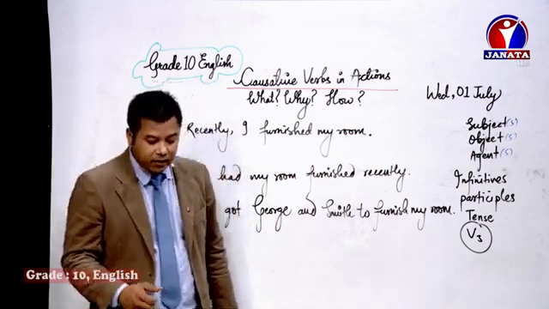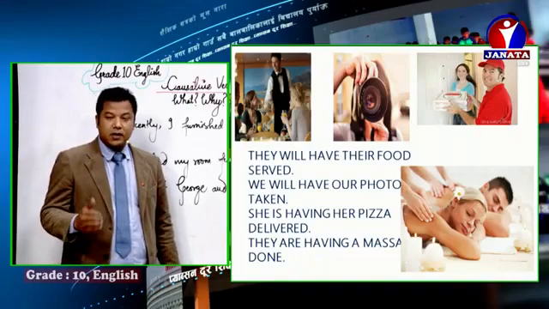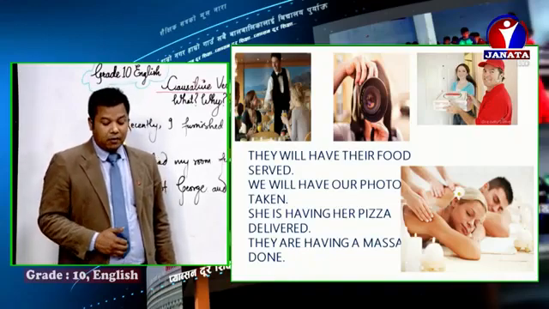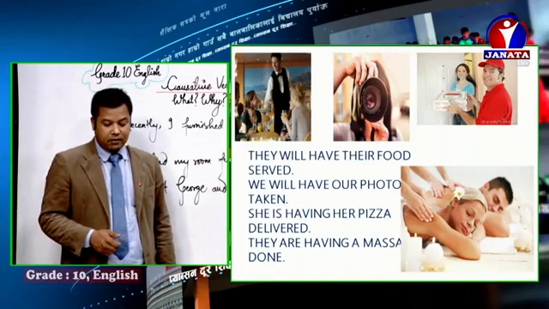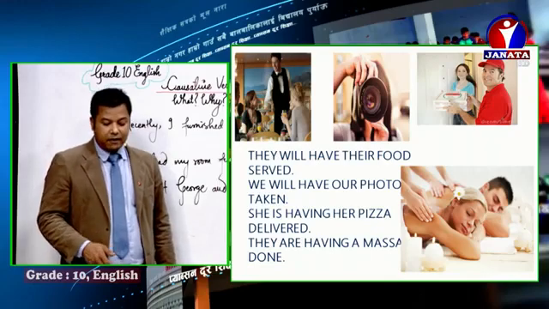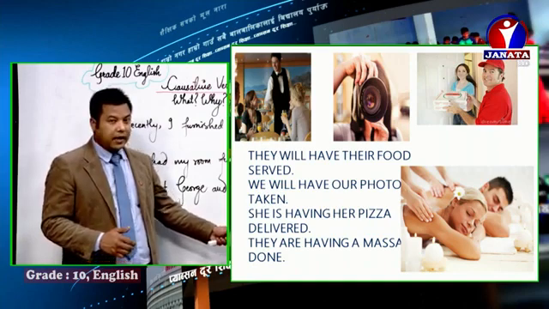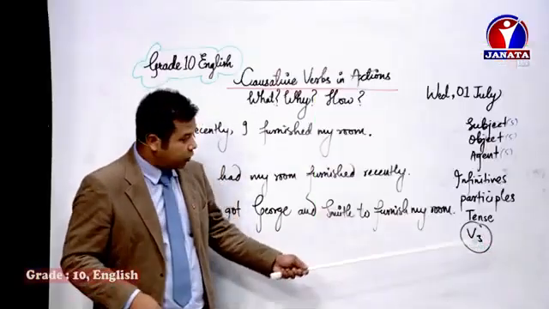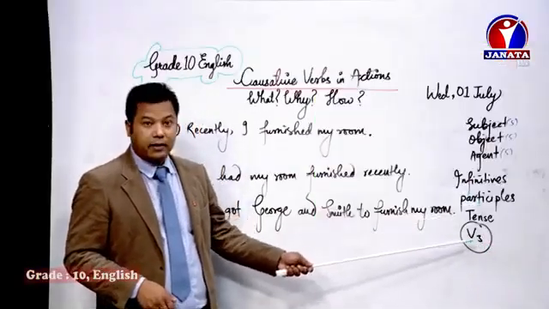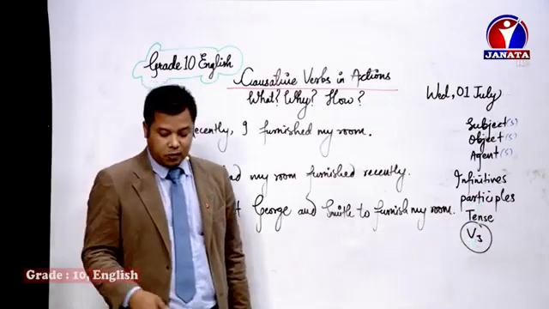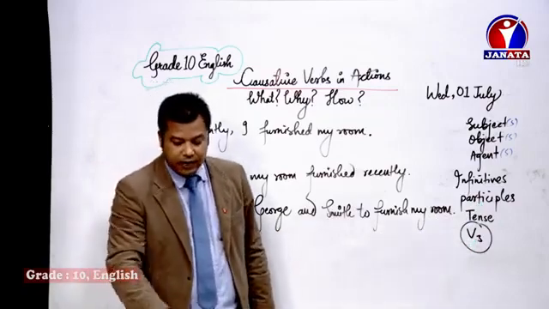More examples. They will have their food served. We will have our photo taken. She is having her pizza delivered. They are having a massage done. Here too, the focus lies on this particular verb, which is the participle. This is past participle, the verb 3 structure. The 5 forms of verbs you've read.